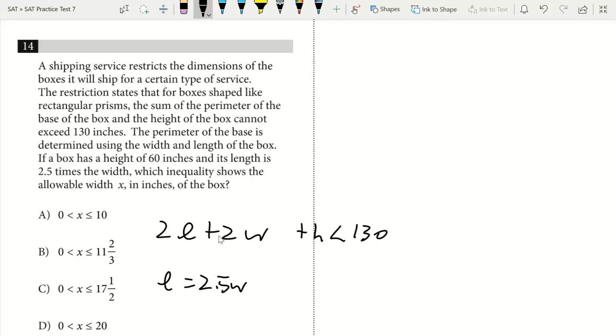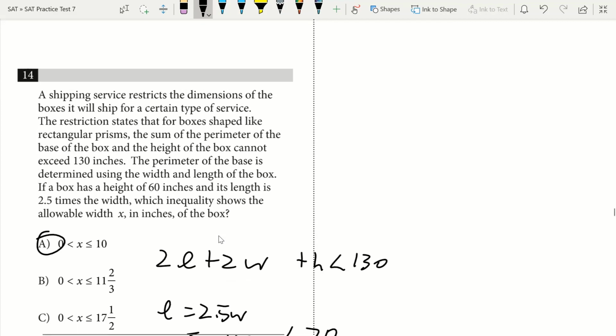So we're going to go ahead and plug in 2.5W for L. So now I get 2 times 2.5W. That's going to give me 5W plus 2W. And then this H, it said, was 60, so I subtract 60 from 130 and I get 70. So now I get 7W must be less than 70. I divide each side by 7, and I get W has to be less than 10, but greater than 0. So I get A.